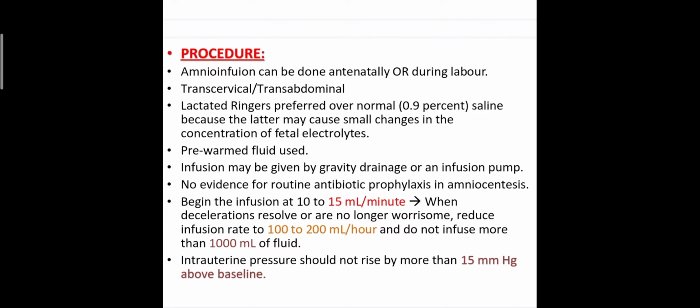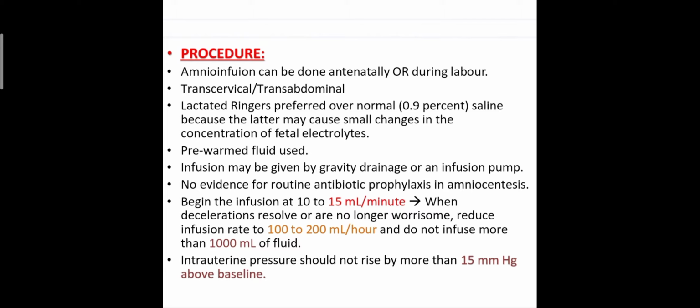Now I am going to tell you about the procedure of amnio infusion. How we have to do it. The first step is that amnio infusion can be done antenatally or during labor. So this procedure can be done before the delivery or it can be done during the labor also. It may be done transcervical or transabdominal. Transcervical means through the cervix and transabdominal means through the abdomen.